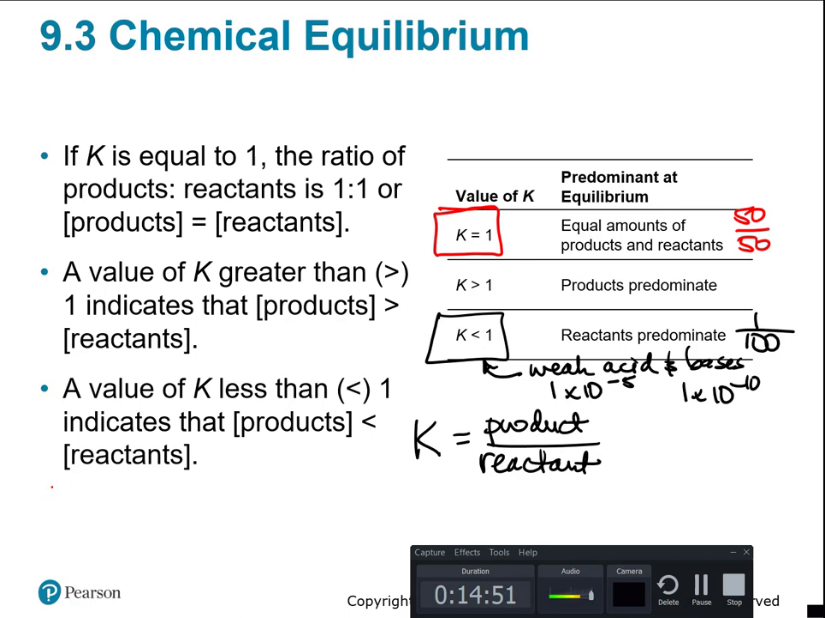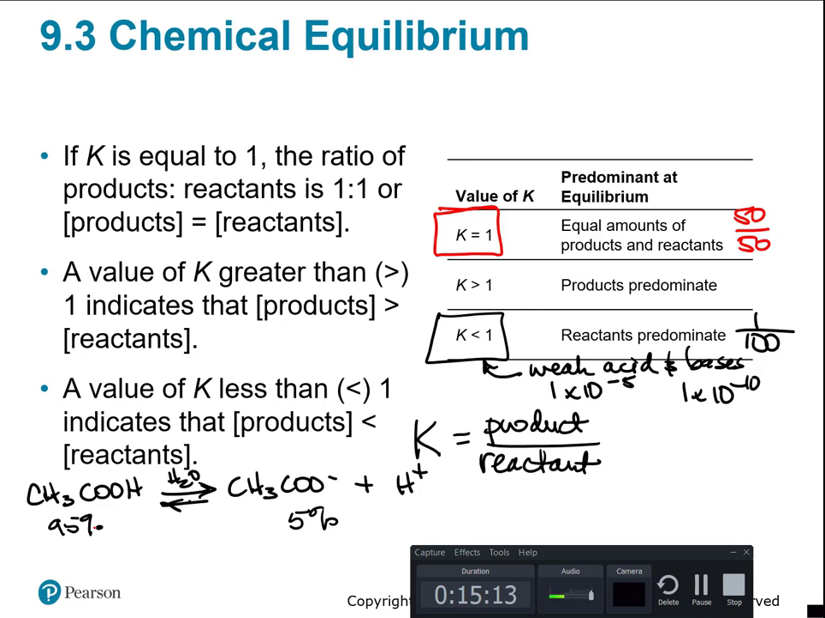Remember when I told you how acetic acid, vinegar, CH3COOH, when you put it in water, only about 5% of it forms ions. 95% stays connected, stays as a molecule. So this has a very small K. Product divided by reactant would be like 5 divided by 95, so my number is less than 1, which means I have more reactant. If K is bigger than 1, I have more product. If K is less than 1, I have more reactant. And K being really small is typical of weak electrolytes.